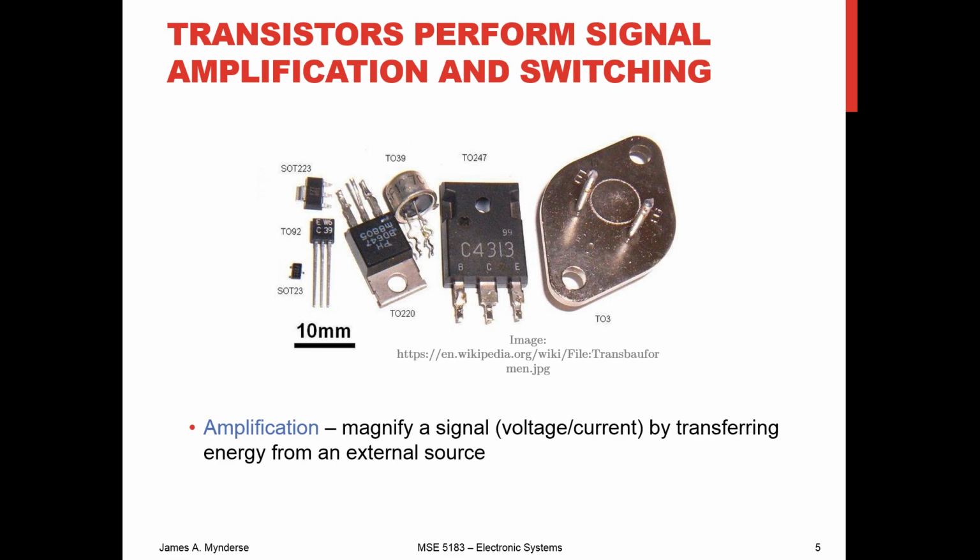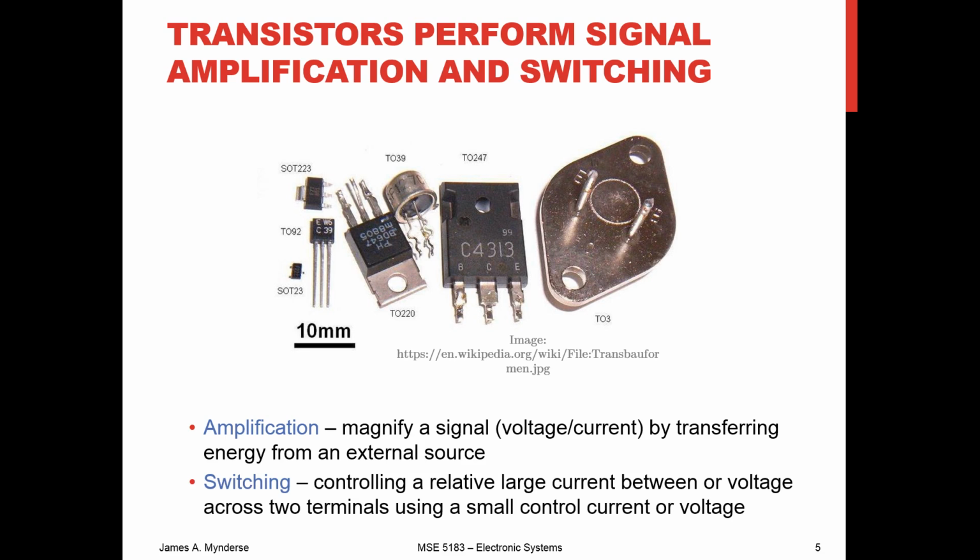Amplification is where you apply some sort of low level, low current, low voltage signal, and then the transistor will amplify that using power from something else, like a power supply, to create a high power version of that signal. So that's amplification. We take a low power signal and we amplify it to a high power signal. Alternatively, we can switch, where we use a low power signal to turn on and off that high power signal. But it's not amplification anymore. Now it's just turning it on or off. One or the other, on or off. So we can amplify or we can switch.